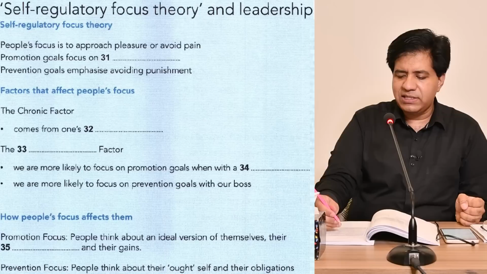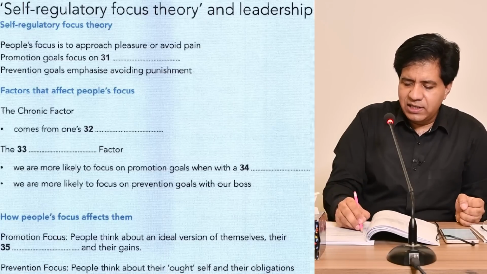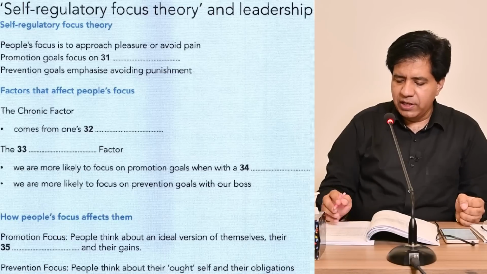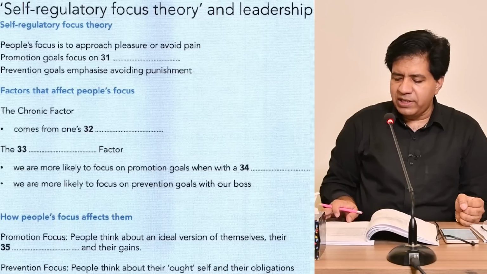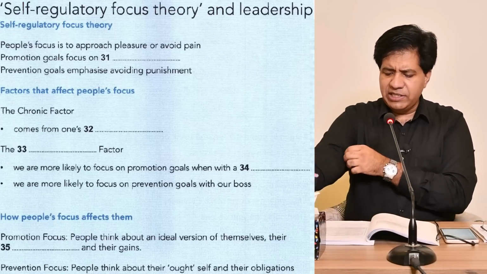Okay. Now, first of all, you should underline the headings. First heading is self-regulatory focus theory. Second heading is factors that affect people's focus. Third heading is how people's focus affects them. The rest of the questions you can open on mobile later.